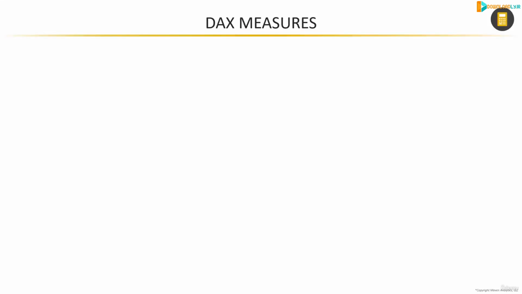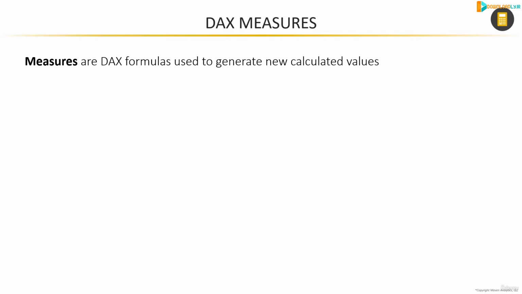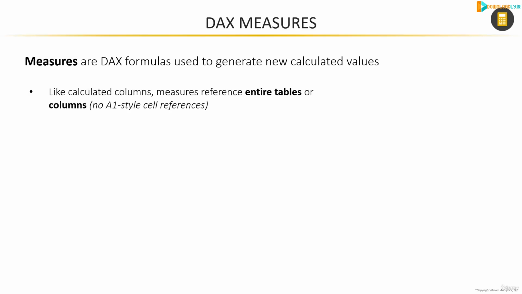Up next, we have an incredibly important topic of DAX measures. Now, by definition, measures are DAX formulas that are used to generate new calculated values. So, a couple of important things to note about measures. Like calculated columns, they reference entire tables or columns. So again, no A1 style or grid references like you would use in Excel.